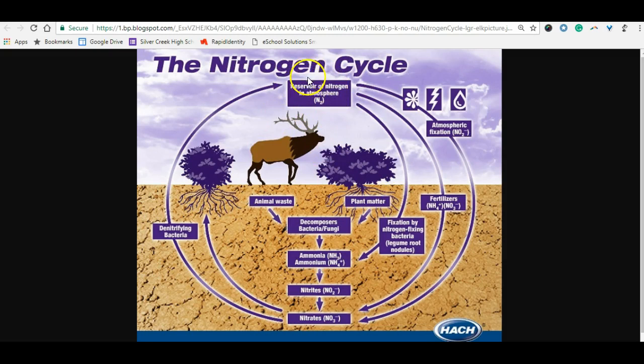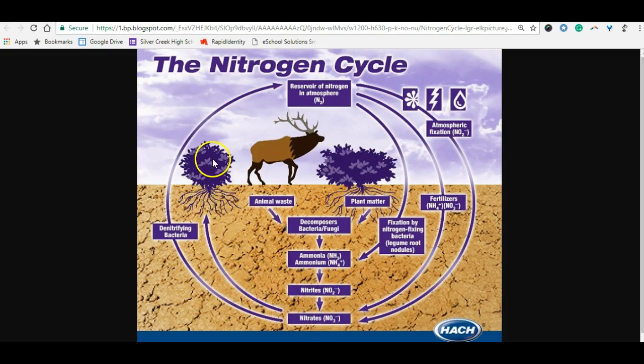Atmospheric nitrogen. It gets into plants, or it gets into the soil. Plant matter dies, or animal waste. All these things are connected to one another. Here again, we see nitrates going back into N2 through denitrification. This whole process starting off from the top here at ammonia or ammonium, coming down this way, we call that nitrification. Once it gets to nitrites, it will go back up into the plant.